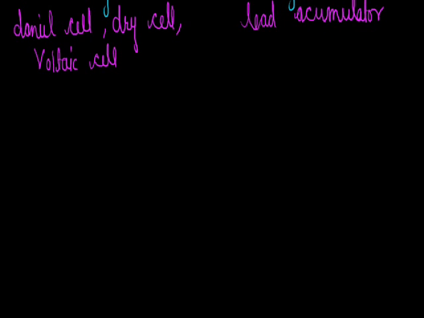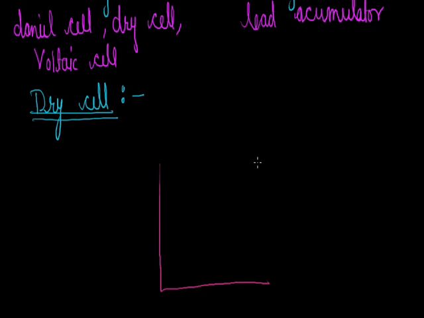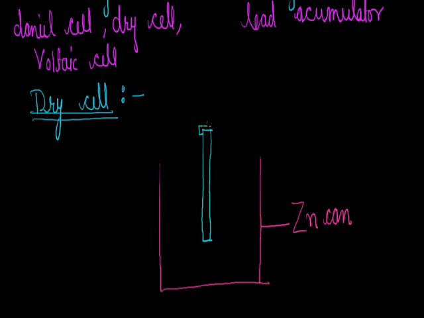So first we will discuss the dry cell. A dry cell consists of a graphite rod erected at the center of a zinc can. There is a zinc can, and it consists of a graphite rod at the center of the zinc can, and at the top of the graphite rod there is a brass cap.